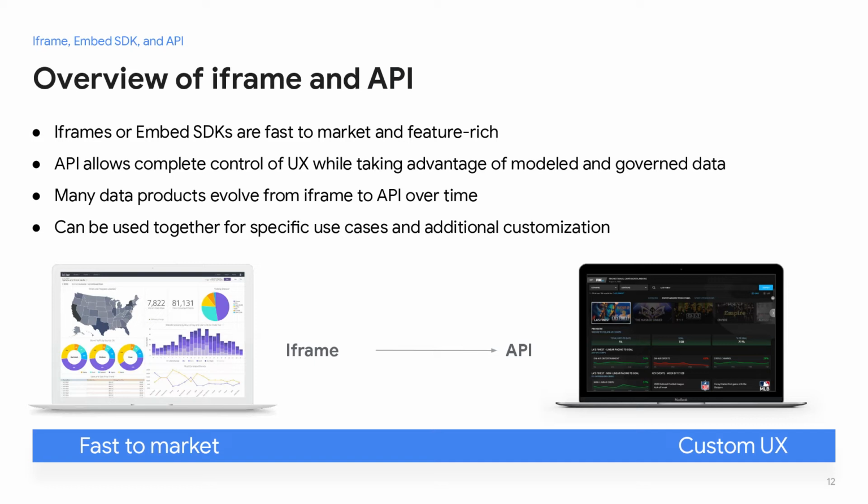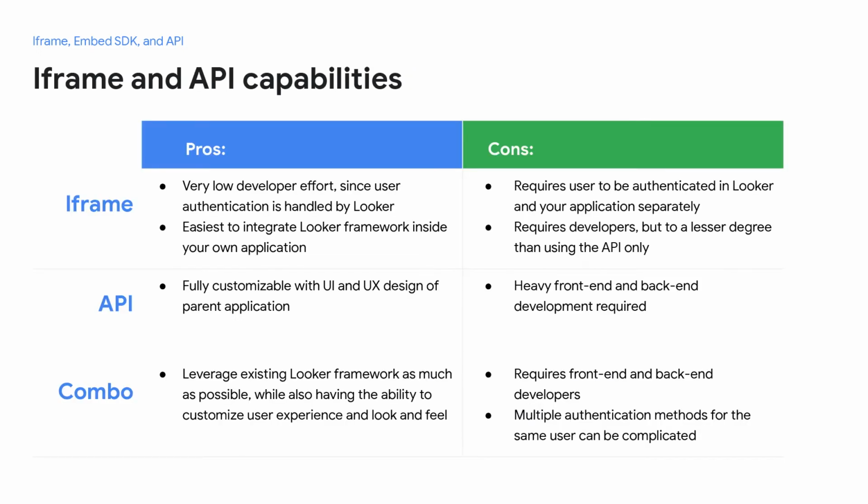Many data products start by utilizing the Embed SDK and iframes, and later evolve to incorporate the API as specific needs arise. It's also common to use both in certain scenarios for customizations beyond themes, external filters, etc. Using iframes requires a lower developer effort and is easier to implement, but does require users to be authenticated in both Looker and your application separately. The API on its own can be customized to match the UI and UX design of the parent application, but comes at the cost of heavier development effort.